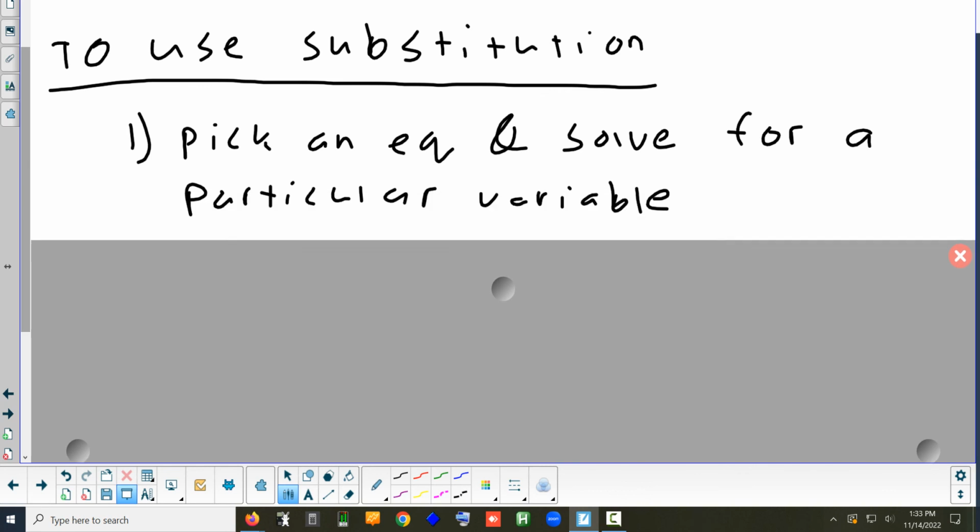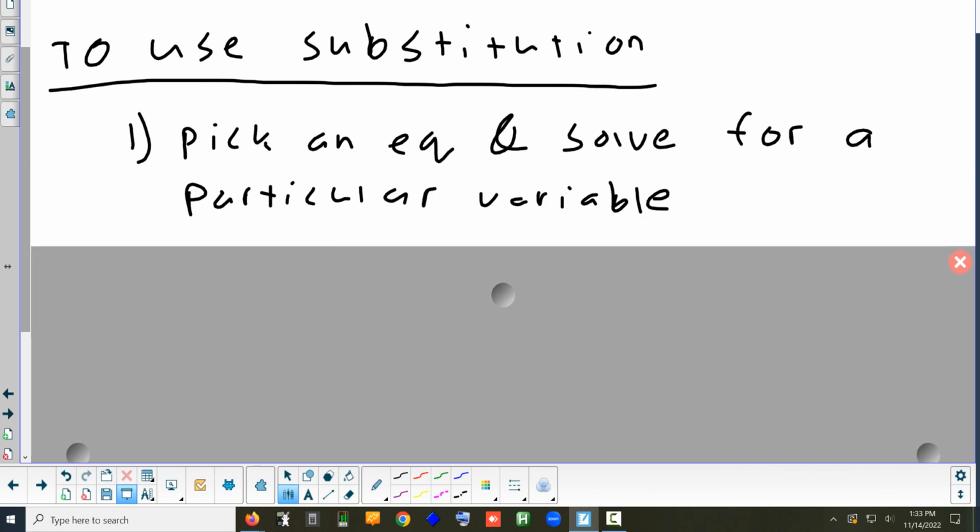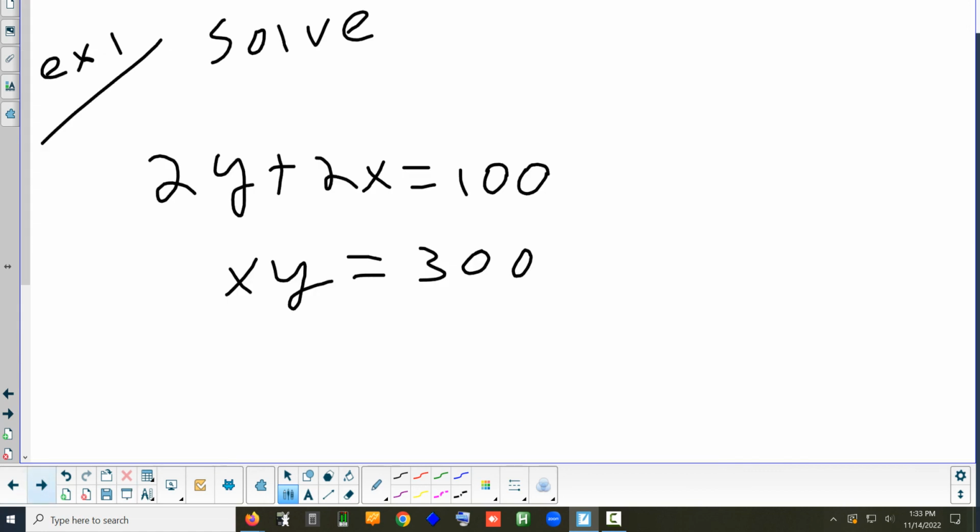First thing you have to do is you're going to have 2 equations. You pick one of them, and in that equation, you get one of the letters by itself. So generally, at step 1, you have 4 options most of the time. You can pick either the top or the bottom equation. And then, once you decide which one you want to work with, you can solve for either the x or the y. So you can solve the top for y, the top for x, the bottom for y, or the bottom for x. You have 4 choices.